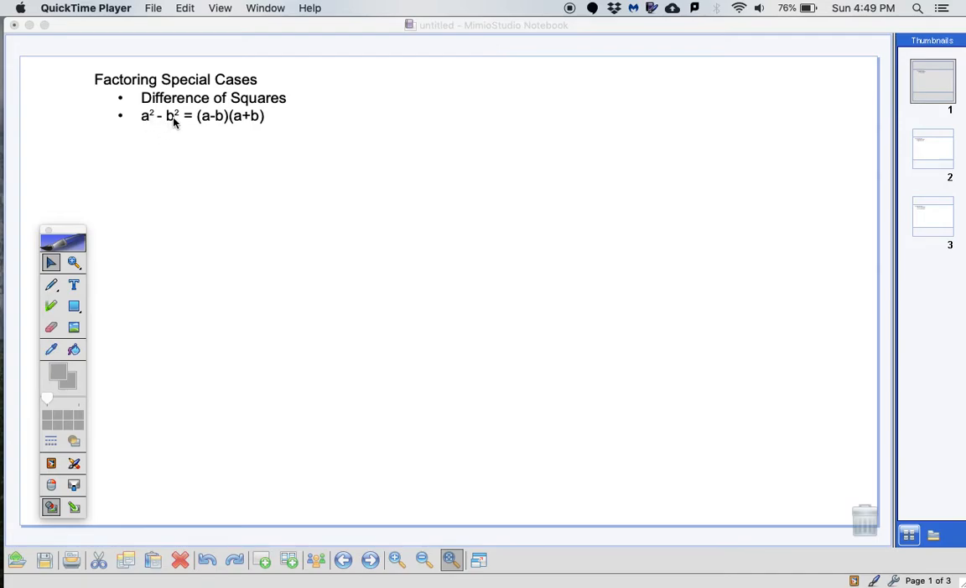a squared minus b squared is equal to, and then this is the factored form of it, a minus b and a plus b. Now, that may look a little confusing, but when we start using it, it'll make a lot of sense. So what it's saying is if I have two things, say x squared and 4. Now these both have to be squares. x squared is clearly a square. 4 is a square because it's 2 times 2, and it has to have a minus between it.